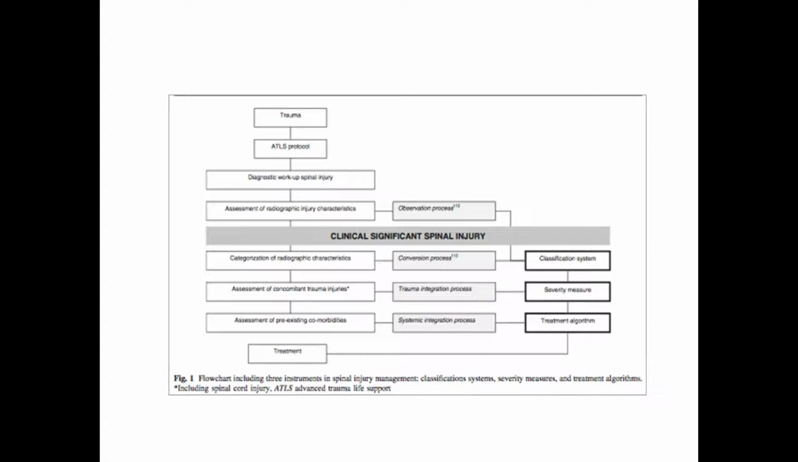This doesn't project very well, but in essence, our classification system for spine injuries forms only a small portion of a large algorithm that gets down to treatment of our trauma patients. It includes our ATLS principles, the identification of clinically significant spinal injuries, severity measures, other comorbidities taken into account, and all of that with our classification systems then eventually ends up in a treatment algorithm. So we mustn't be focused on the injury classification alone.